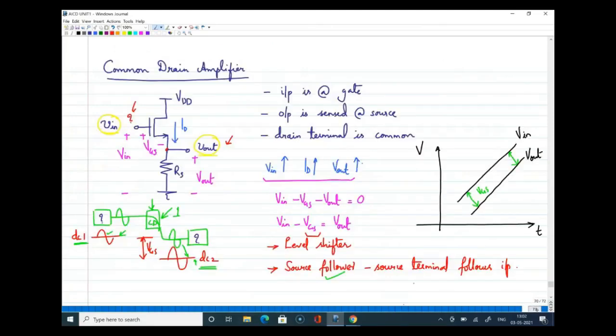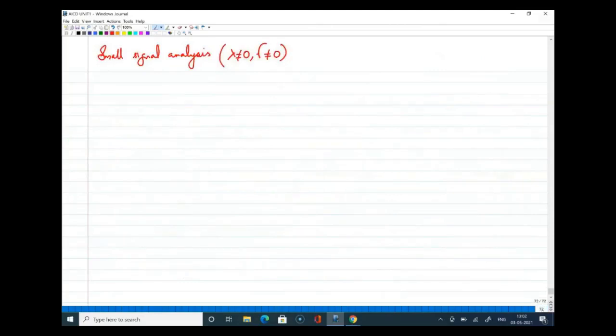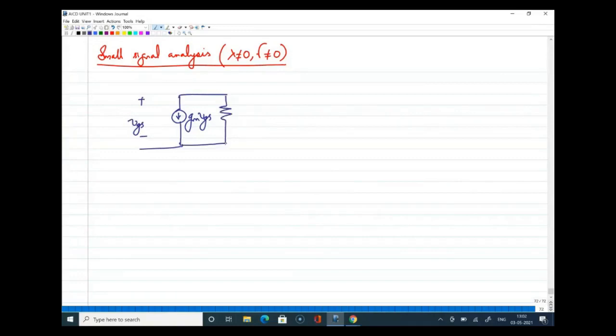The first case was I just ignored or neglected both lambda and gamma, right? So that means now I have to take the equivalent circuit of the MOSFET, including gamma and lambda. So GM VGS. This is VGS. Since lambda is included, I have to include this R naught. Since gamma is included, I have to include this GMB VBS. This is the equivalent of the MOSFET.